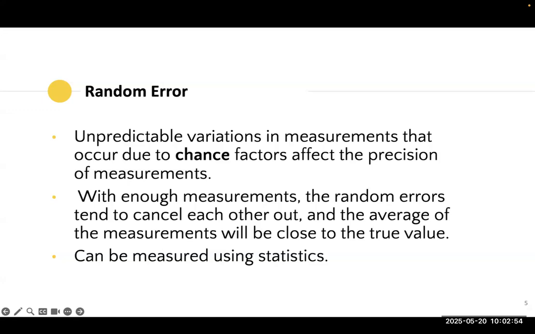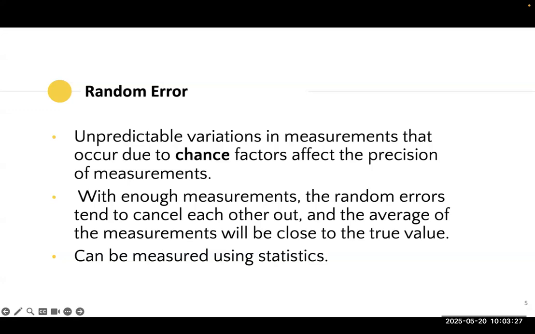Because if you have enough measurements, those random errors tend to just kind of cancel each other out, right? The average of all the measurements should be close to the true value. So that's why you say you've got a p-value of 0.05, if you're 5% sure that the true value is within that range. And so that's why we have p-value and confidence interval to deal with random error. That doesn't deal with bias.